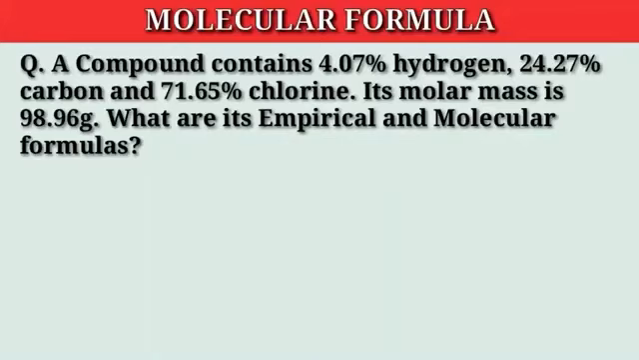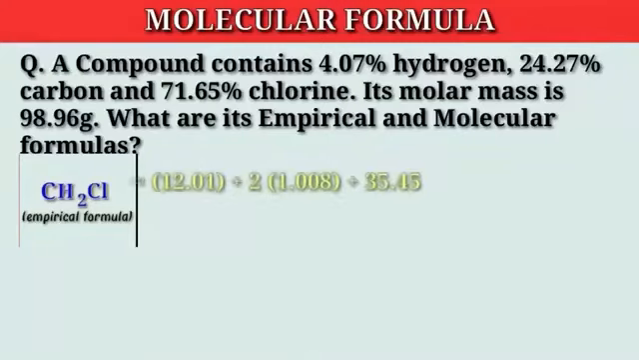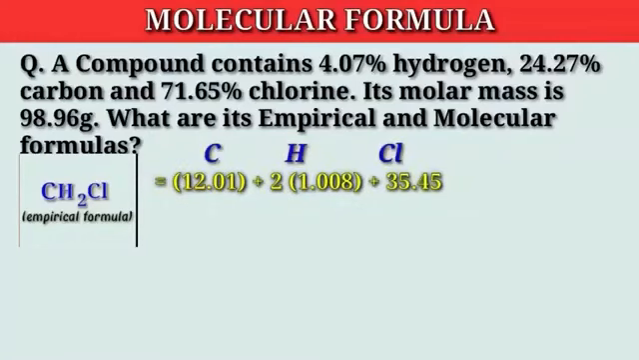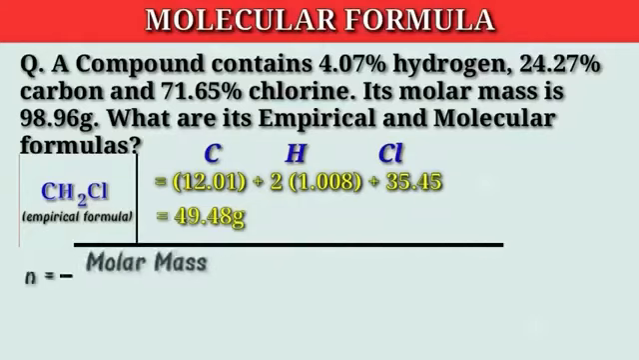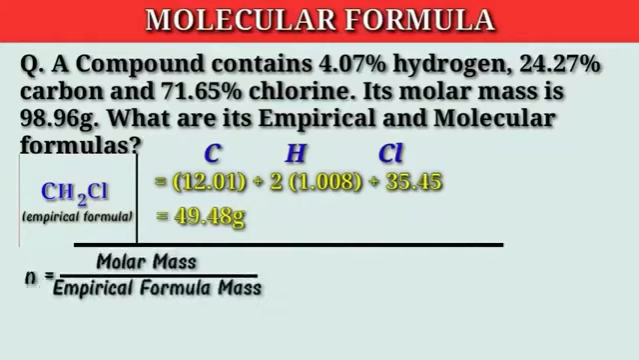So now, since we know that the empirical formula multiplied by n factor will give us the molecular formula, and we know the atomic masses, we can multiply these atomic masses with the ratios we have got. So the atomic mass of 12.01 plus 2 times the atomic mass of hydrogen, then plus 35.45 times 1. So which means we shall get 49.48 grams. So that is the simplest mass for that.